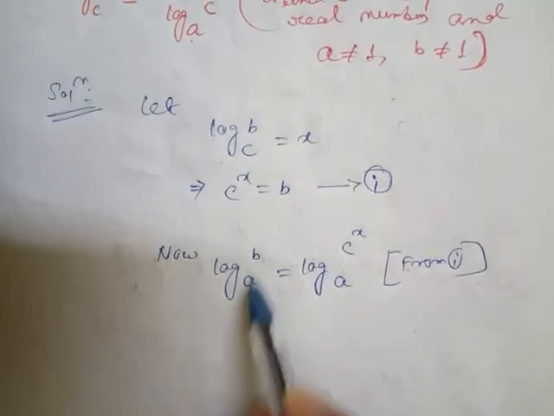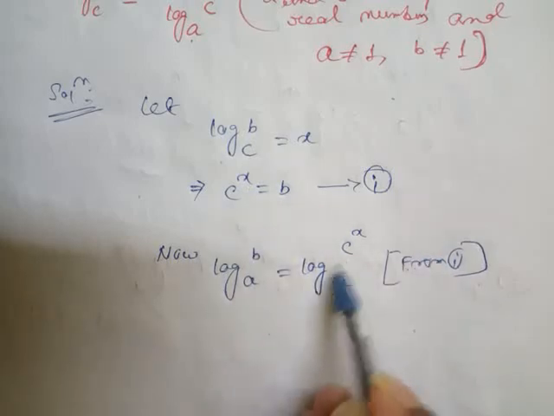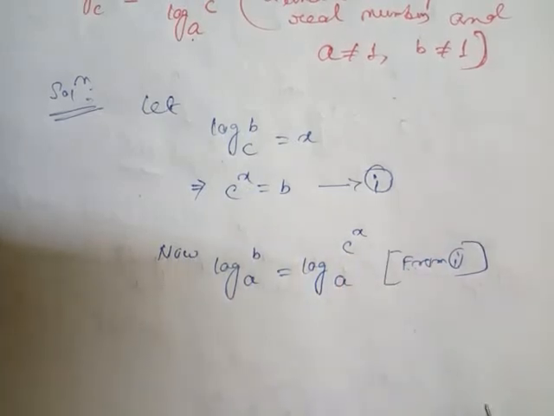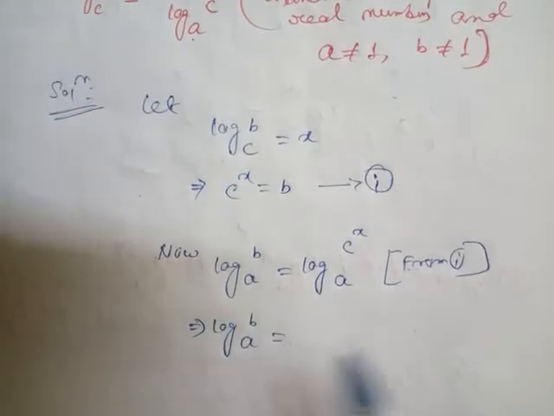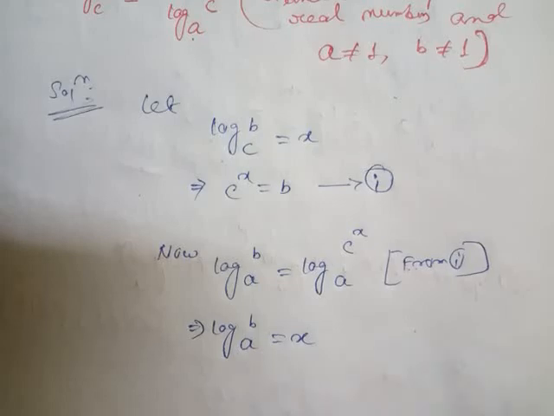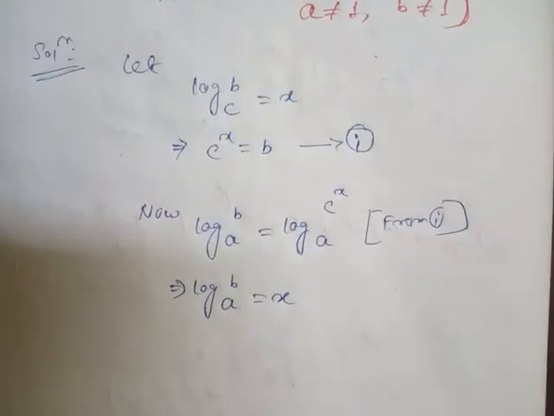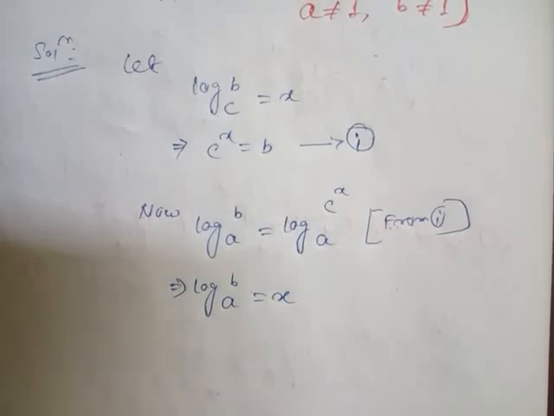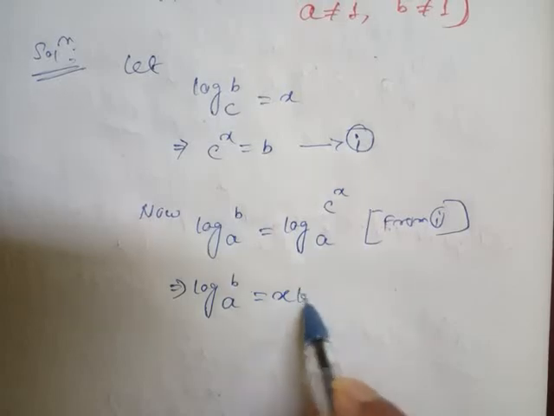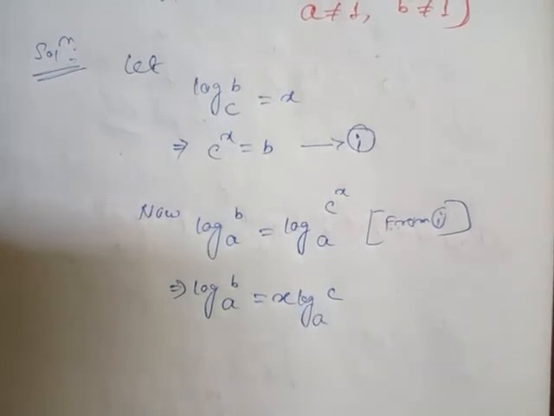Now look, log b base a, what is the value of b here? The value of b is c to the power x, so in place of b I have just written c to the power x. Now in the next step students, we can write that log b base a equals x times log c base a. This is another format of logarithm. There are many formulas of logarithm and many formats are also there. So while practicing logarithm you will understand the other formulas very well.